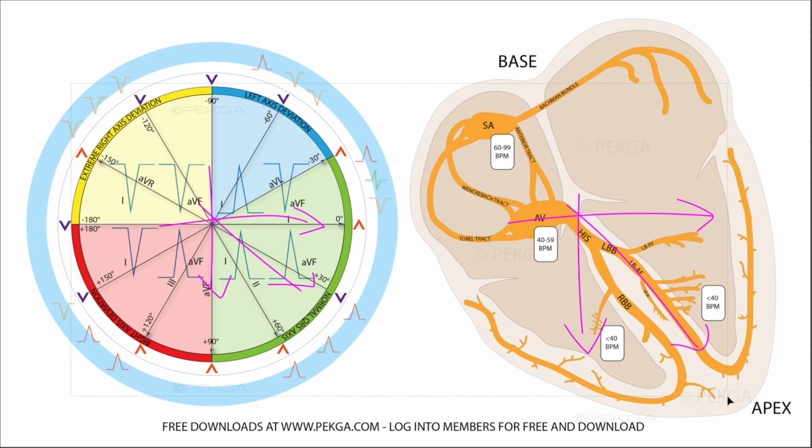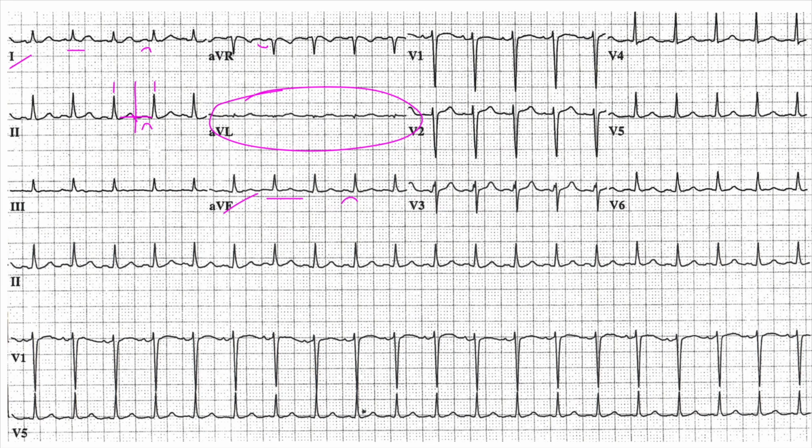Okay, let me get rid of this real quick. All right, going back to it. So lead 1, lead AVF, just a quick method. If you want to complicate this method a little bit more, you can take a look at these 3 leads, 1, 2, and 3. In lead 1, it's upright. In lead 2, the QRS is upright. In lead 3, the QRS is upright.